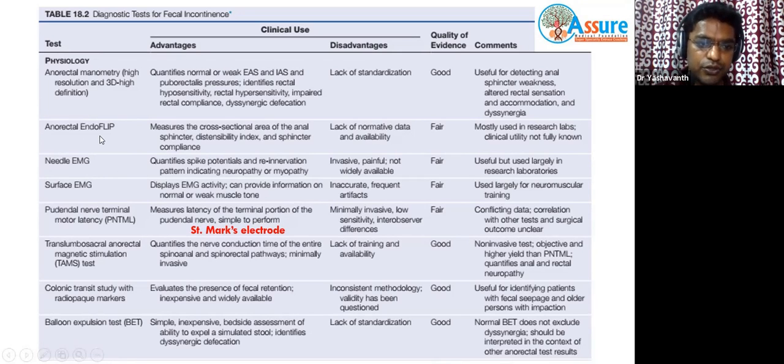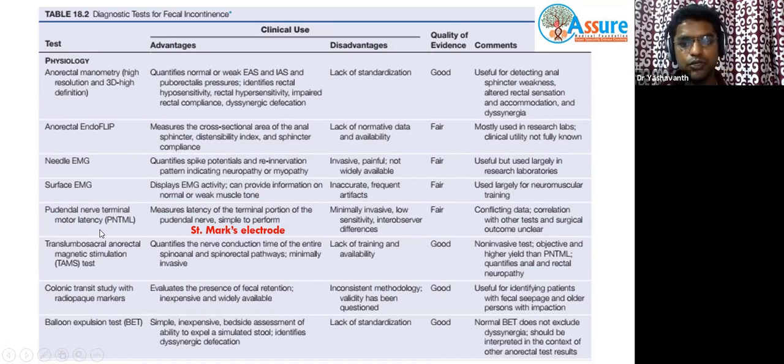There is a new thing. I'll just show the picture to you. EndoFLIP, which is in a pilot study in India now. And we have this functional study. EMGs are not done. What we do is pudendal nerve terminal motor latency.